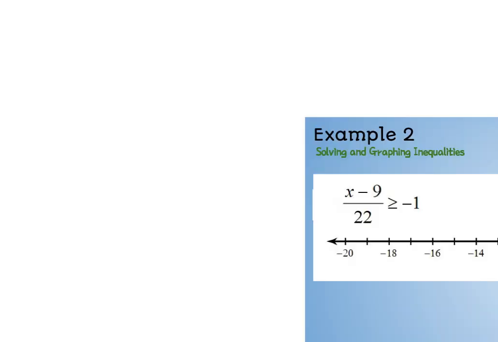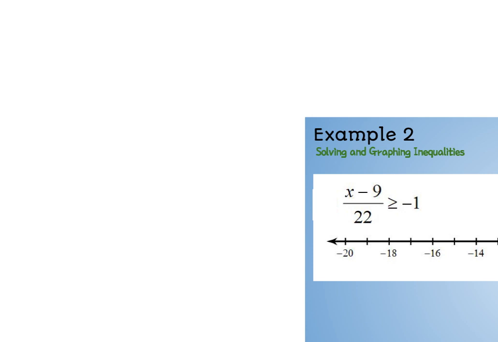All right, here we have a fraction. Those are my favorite. So here I have the quantity n minus 9 divided by 22 is greater than or equal to negative 1. So again, I'm going to rewrite this over on this side so I have more room. x minus 9 divided by 22 is greater than or equal to negative 1. It's funny, these look like challenging problems, but actually they're pretty easy.